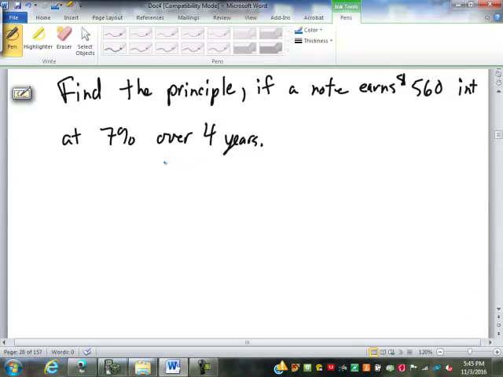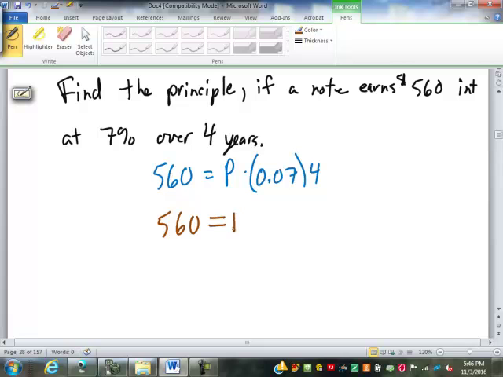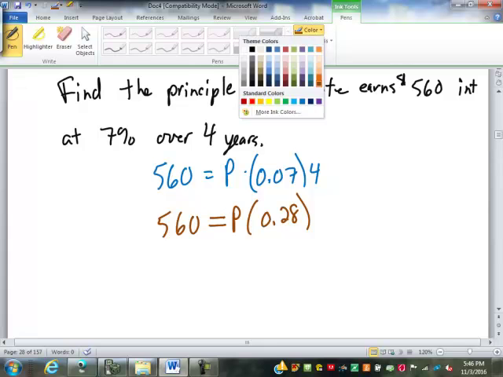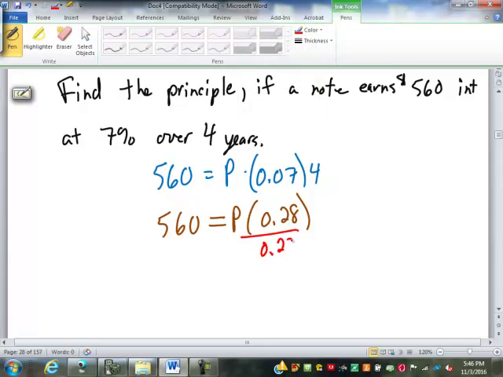So when we go to set this up, 560 is I. We're looking for the principal. The rate is 0.07, and our time, of course, is 4. So again, we combine what we can. 0.07 times 4 is 0.28. Then what? Divide by 0.28. Which gives us $2,000 is our principal.